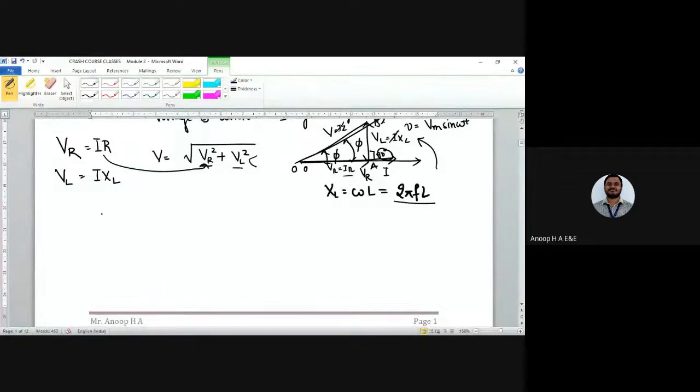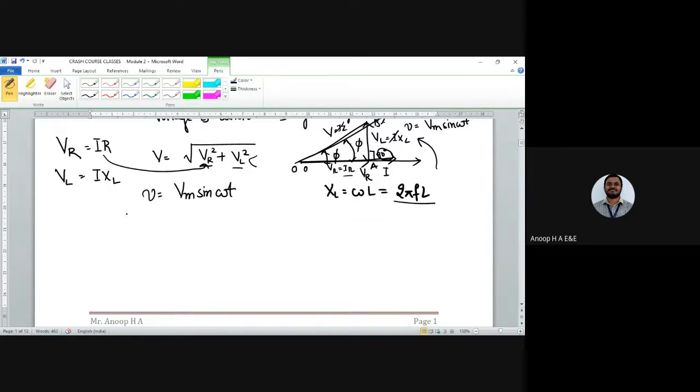Okay, so let us start right now to find out the current equation. So V would be equal to Vm sine omega t. Now I want to find out what is I. I'll make use of V equal to Vm sine omega t, and the question is how to find the instantaneous current equation.